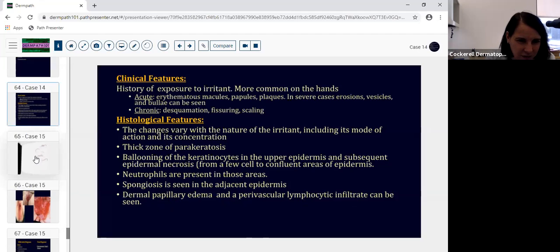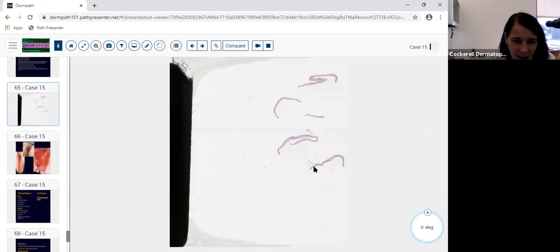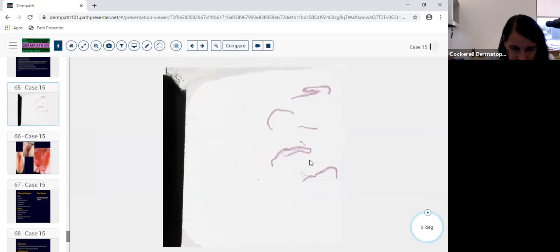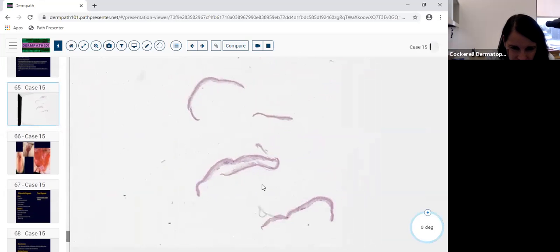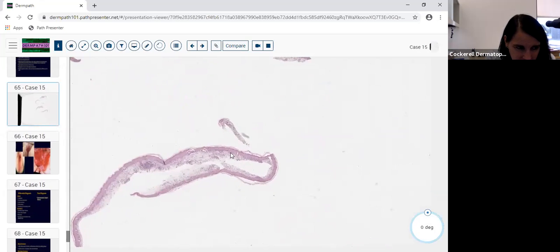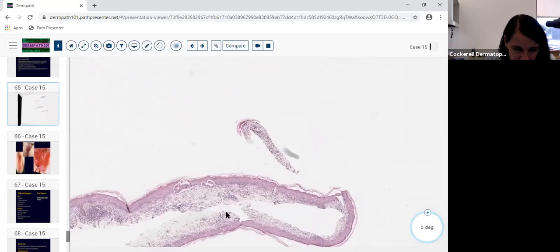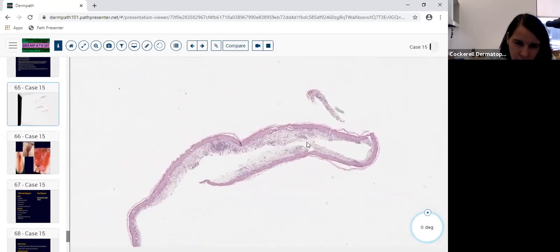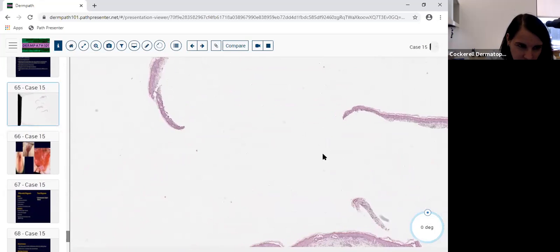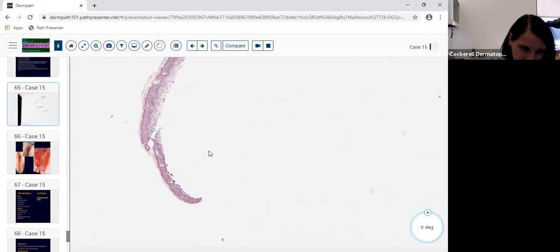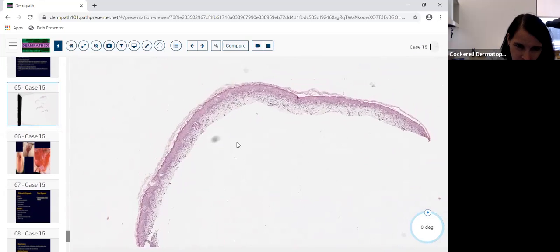Last case, case 15. Oh, wow, this was on the end of the slide. Nice. You have a very, very thin shave. Very thin shave. This was actually a beautiful example, and I think that's why it was chosen and it was put in the DermPath presenter, because it's just such a beautiful case.